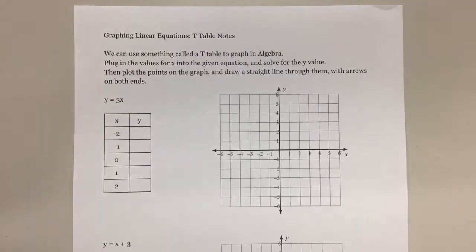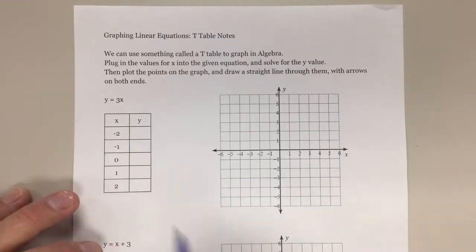Today we will be graphing linear equations. And the method we're going to do today is called using a t-table. We can use something called a t-table to graph an algebra. We plug in values for x into the given equation and solve for the y value. Then plot the points on the graph and draw a straight line through them with arrows at both ends.